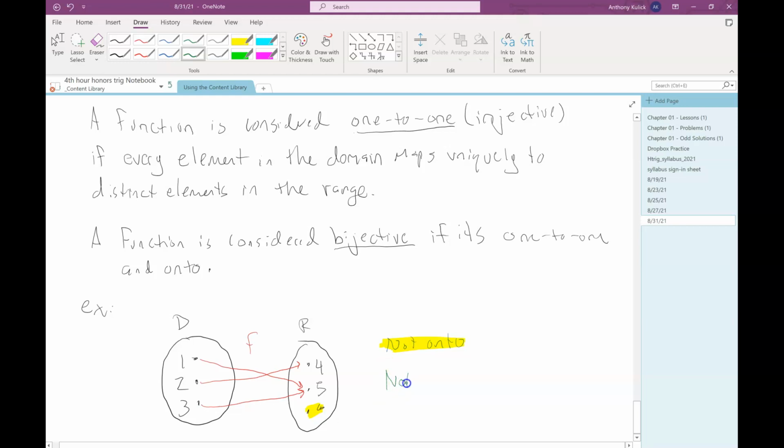We would say that this function is also not one-to-one, because we have some range values that are used by more than one domain value. In this case, 5 is paired with 2 different domains. Everybody okay with that?